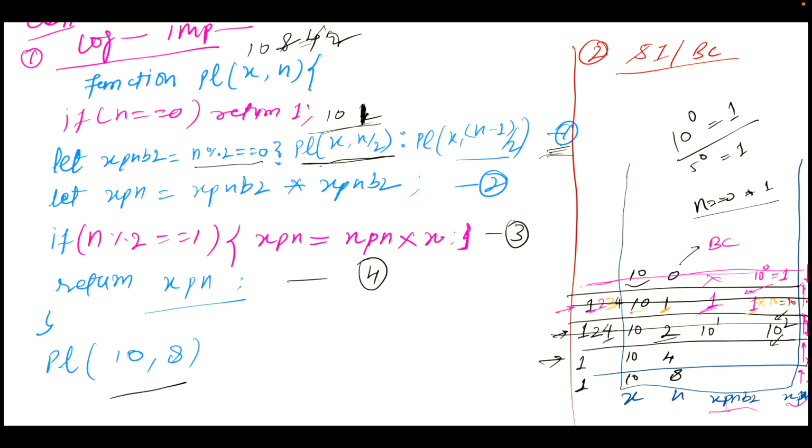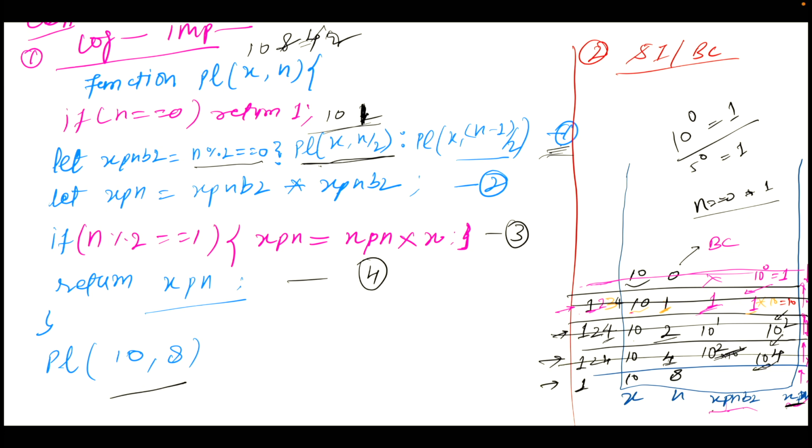This line will be wiped out, and here what will be x to the power n by 2? That will be 10 to the power 4 by 2, that will be 2. And here for this one, x to the power n will be 10 to the power 2 into 10 to the power 2, that will be 10 to the power 4. Okay, so on line number 2, and whenever it goes for line 4, because it is even, the control will return here, and this will be wiped out.